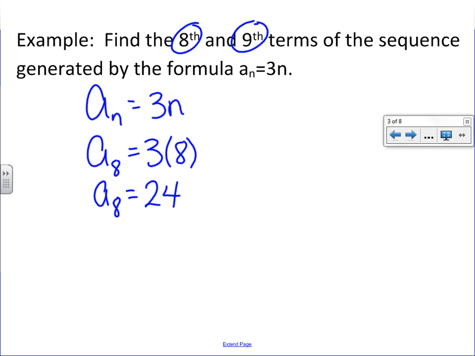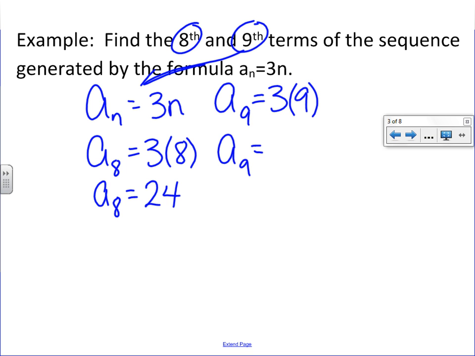Okay, so that would be the 8th term in that sequence. The 9th term, I'm going to take 9 and plug in this time. So instead of n, I will plug in 9, equals 3, and instead of n, I will plug in 9 again. So a sub 9, which means 9th term, equals 3 times 9, which is 27. So the 8th term is 24, and the 9th term is 27.